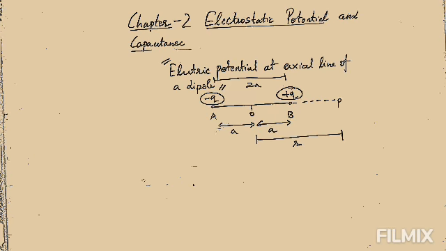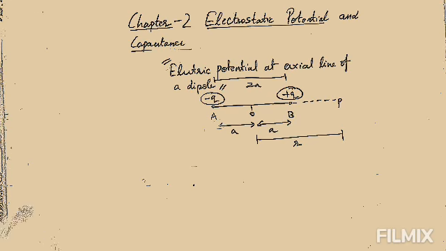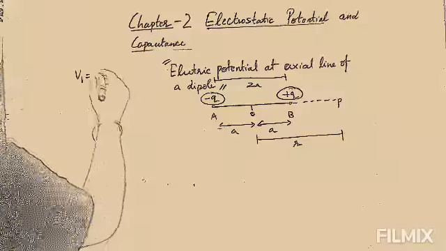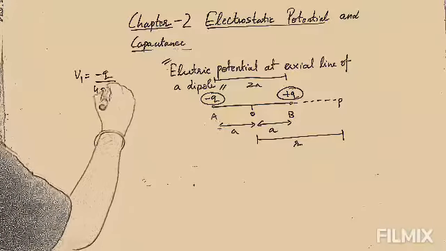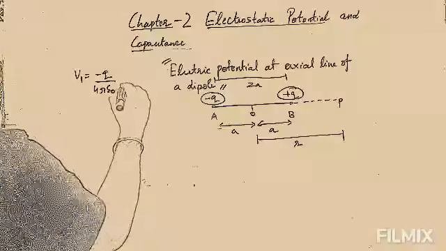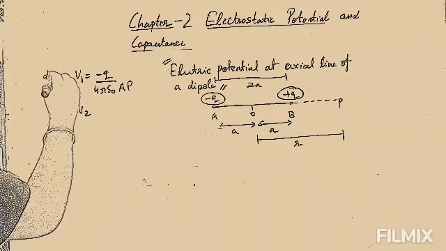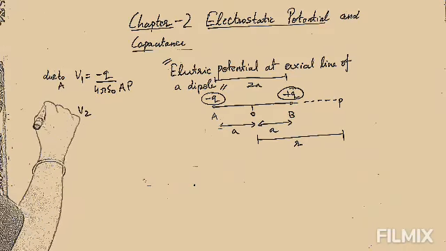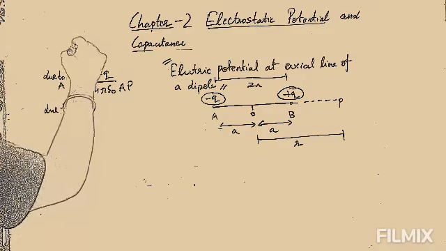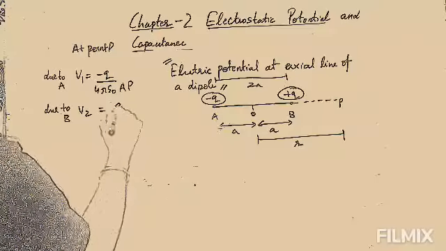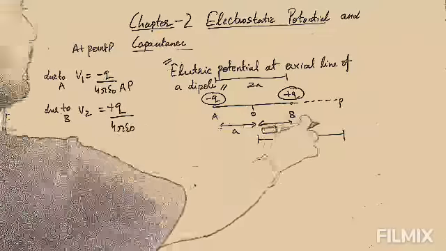So firstly we will find the potential due to A and the potential due to B, then we will add them up and find the total potential at point P. At point P, V1 is the potential due to the charge situated at A, that is minus Q upon 4 pi epsilon naught times the distance AP, and V2 is due to B, that is plus Q upon 4 pi epsilon naught times the distance BP.